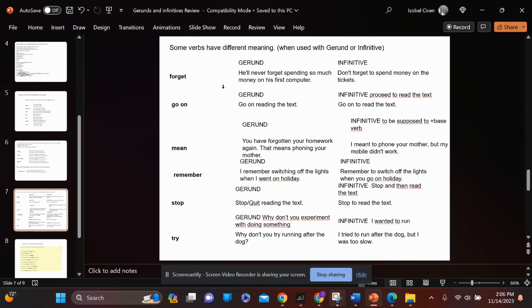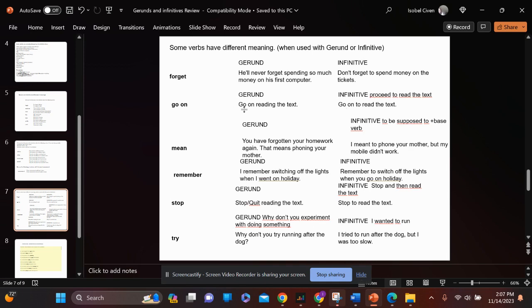And these verbs will have a different meaning when used with gerund or infinitive. For example, he'll never forget spending so much money on his first computer means that he will never forget buying his first computer. When forget is followed by an infinitive phrase, that changes the meaning of forget. It means please remember to spend money on the tickets. That means that someone is giving you a reminder to spend money on the tickets.